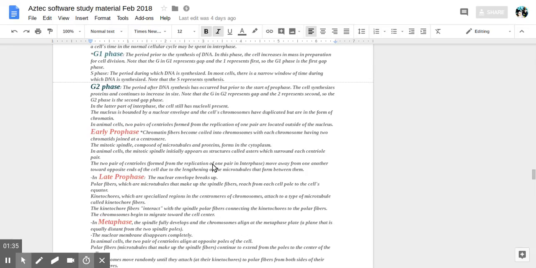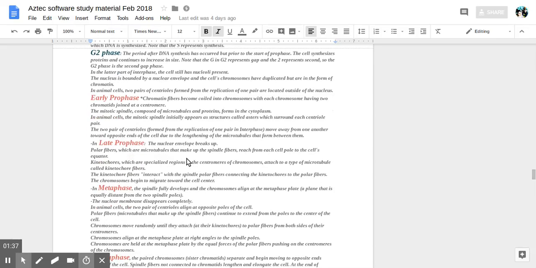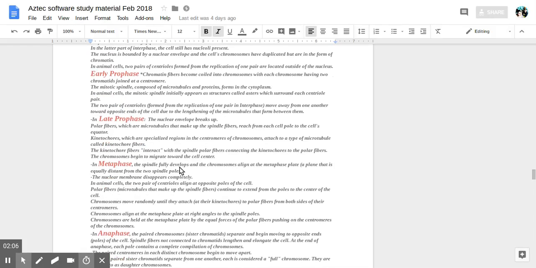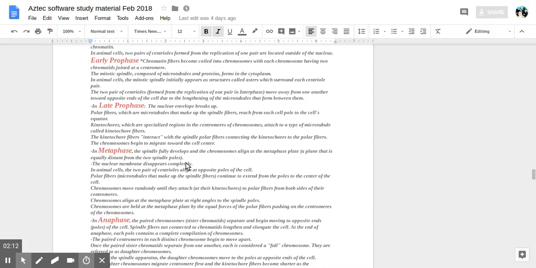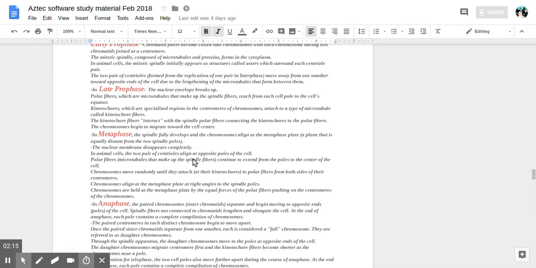of these protein cylindrical fiber structures. So in early prophase, chromatin is coiled into chromosomes with chromatids. Each of the two chromatids, or each strand of the chromosomes, is joined at a centromere in the center. The mitotic spindle forms in the cytoplasm, and you have asters, which are the fibers around each centriole pair.